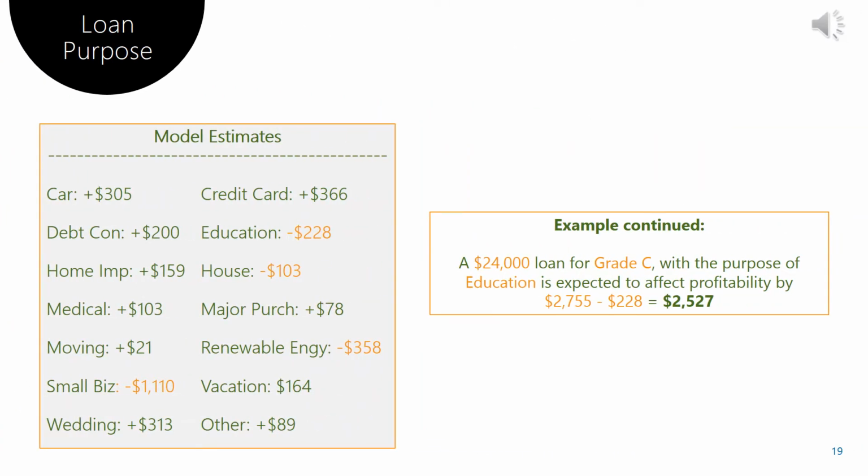So when we apply loan purpose to our example loan equation, let's use education as an example. We now have a $24,000 loan, grade C, for the purpose of education. Education takes $228 away from profit. So now our estimate for profitability of this particular loan is $2,527.